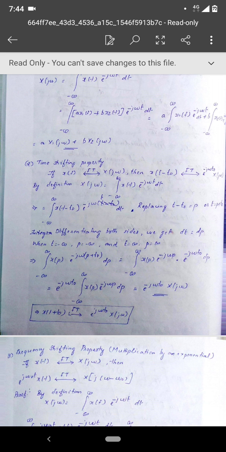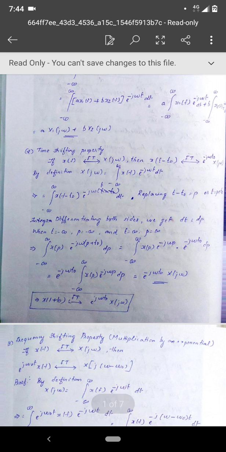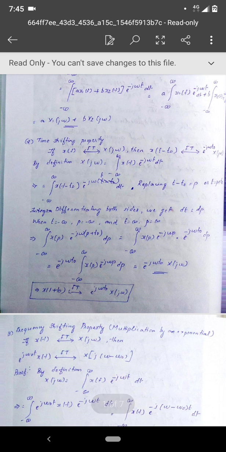Okay, now we open the brackets of e raised to minus j omega. We have e raised to minus j omega p multiplied by e raised to minus j omega t naught. So our integration is with respect to p. In that sense, e raised to minus j omega t naught is a constant. We can bring that outside the integration, and inside the integration we have the integral from minus infinity to infinity of x of t e raised to minus j omega p dp. So p is simply a dummy variable. You can simply replace p by t itself.